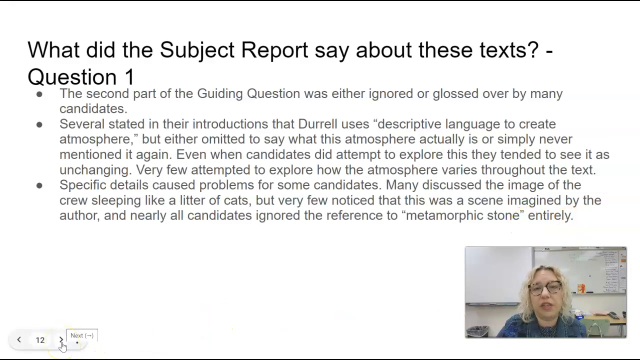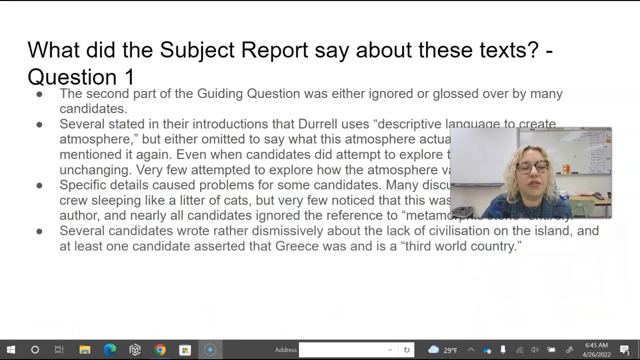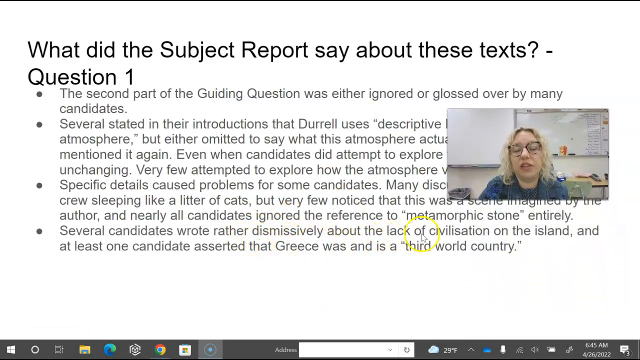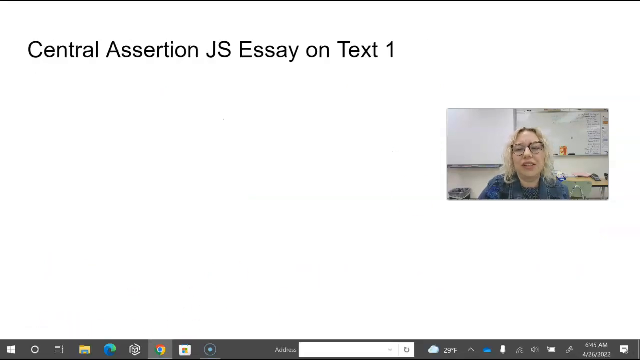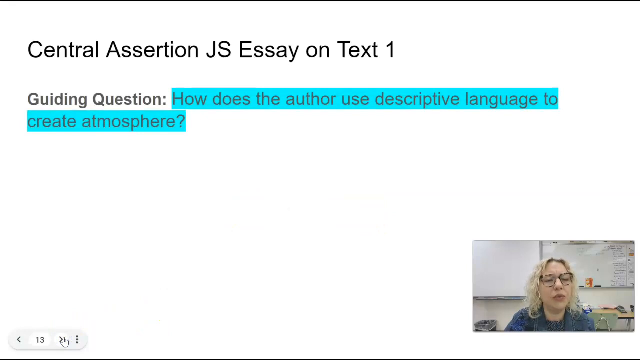So those were a couple of key spots they thought we should tackle. Several candidates wrote rather dismissively about the lack of civilization on the island, and at least one candidate asserted that Greece was and is a third world country. So they don't want you to talk about that context stuff. They want you to stay focused on what's in the extract. Here was JS's central assertion.